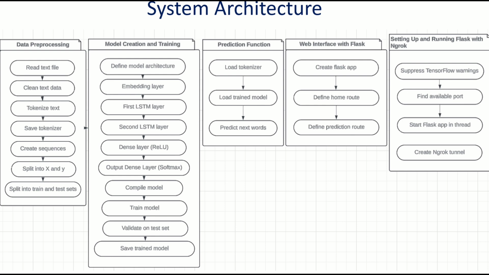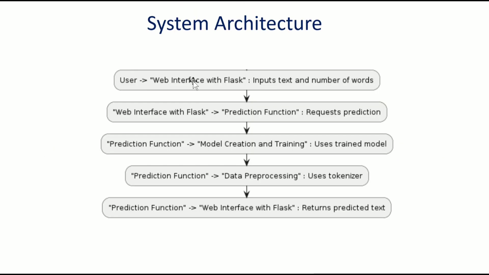System architecture. The user interface. First, the user interacts with the application. In that application, he gives input text, and he also gives the number of words required to predict. And the prediction function uses request prediction. Here the trained data is used by the model to predict the next word, and this predicts the next word.